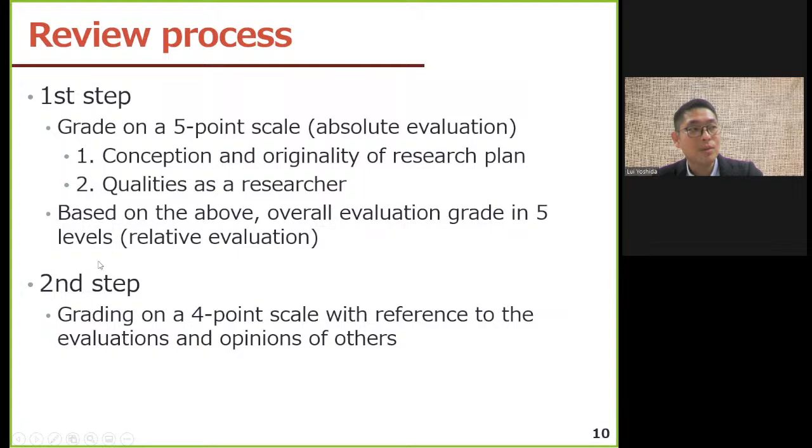In the second step, the reviewer grades on a 4-point scale with reference to the evaluation and opinions of others. At the first step, each reviewer grades by themselves, so they do not see others' comments. However, in the second step, a reviewer can see others' comments, and they reconsider the grade on the proposal. So these are the 2 steps.